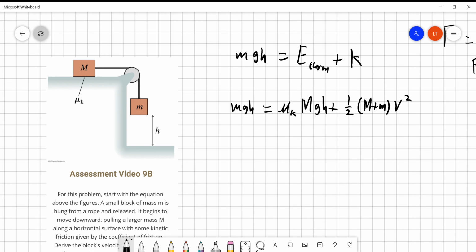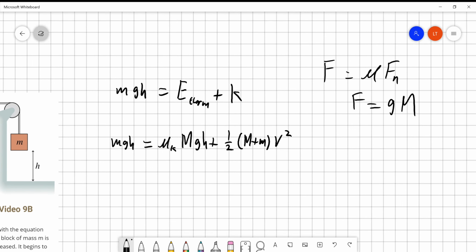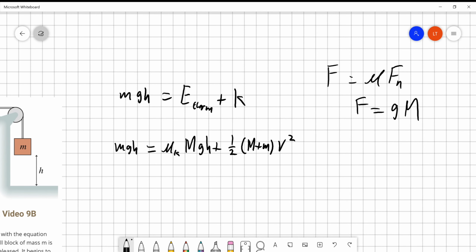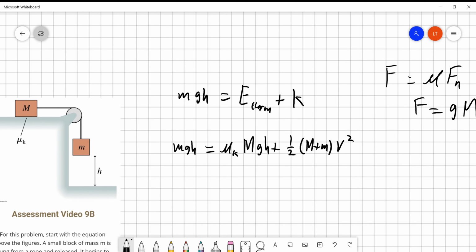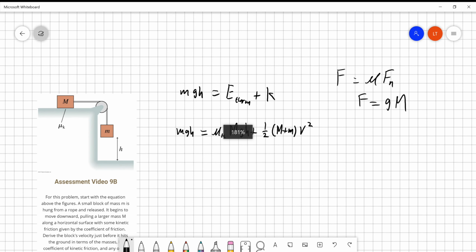And if we write it out a little bit more over here, we can see that the potential energy is equal to mu Mgh plus 1/2 mass of the system, v squared. And you might be wondering, how did you get this? So we know that the force of friction is mu times the normal force. And the only thing that's experiencing friction right now is the block, capital M.